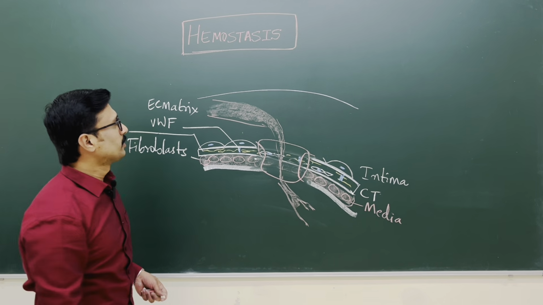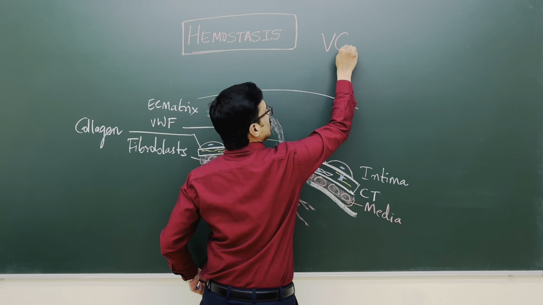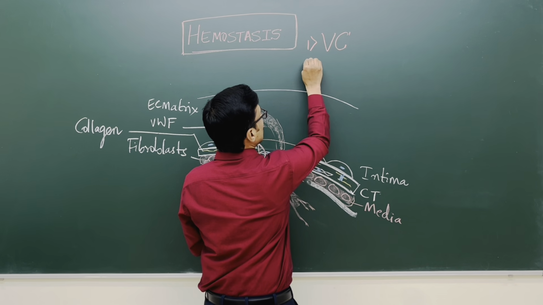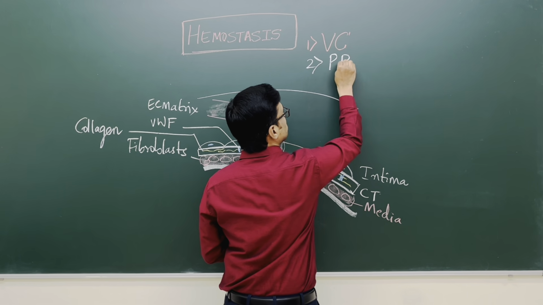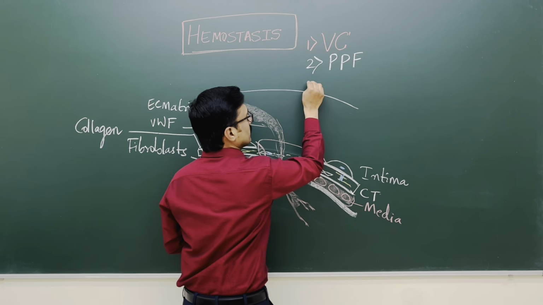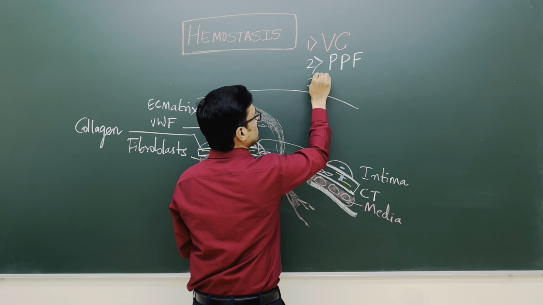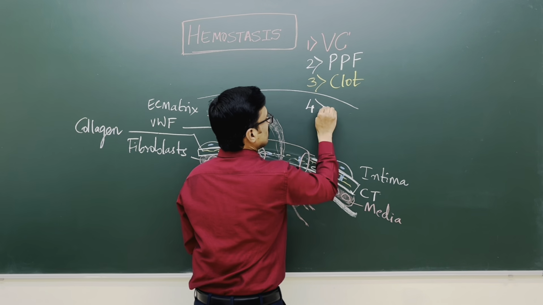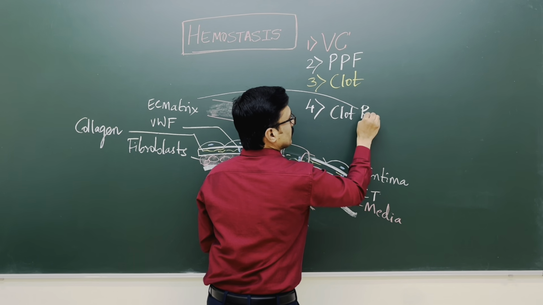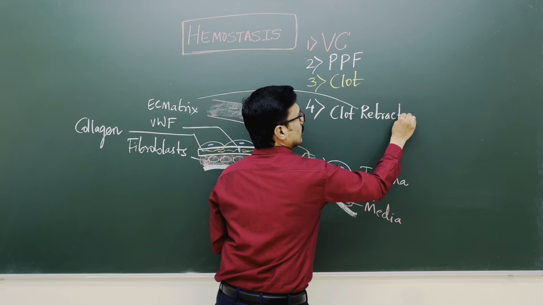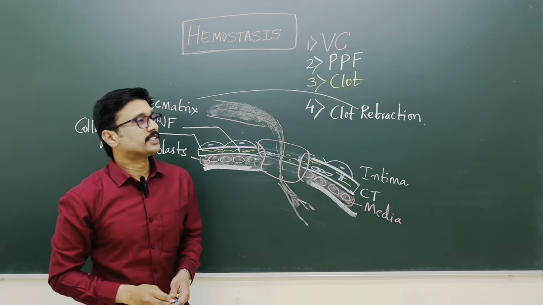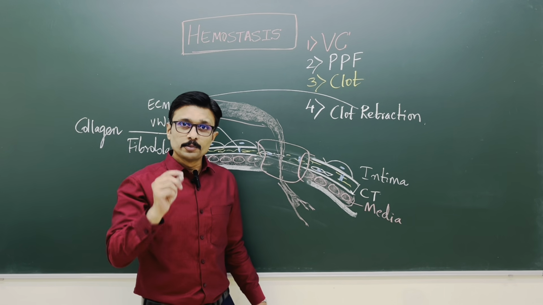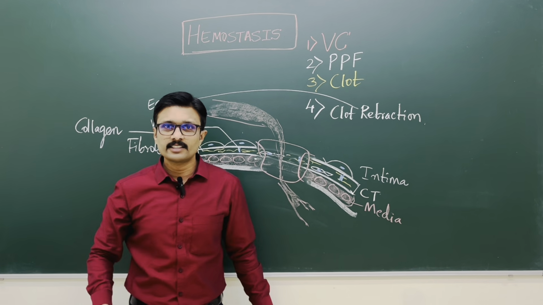The first step is vasoconstriction. The second step is platelet plug formation. The third step is formation of clot. And finally, the fourth is clot retraction. So these are the various steps in hemostasis. Injury to the vessel wall will result in blood loss. To prevent blood loss, these are the various mechanisms that are acting.